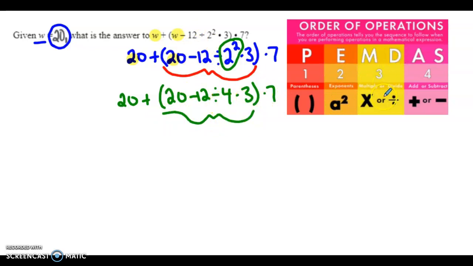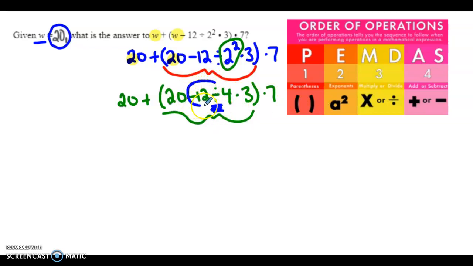So I've done exponent. Now I'm going to look for multiply and divide. Now multiply and divide are the same step, so it doesn't matter which one comes first. You just get to the first one that you get to. It's not like you have to multiply before you can divide. It's whatever comes first. So I have 20 minus, and then I have 12 divided by 4, and then I have times 3. So in this case, my division symbol came first. So I'm going to go ahead and do that.